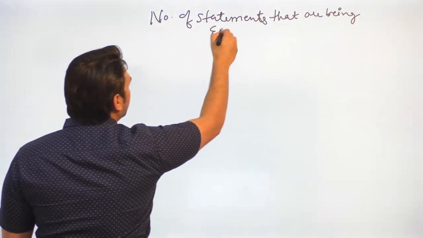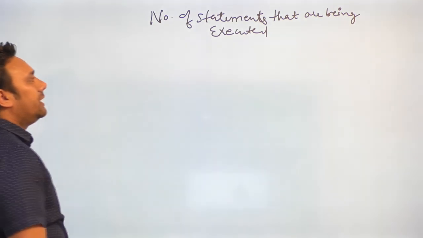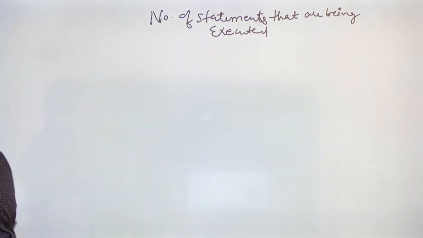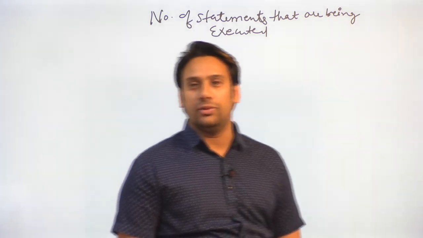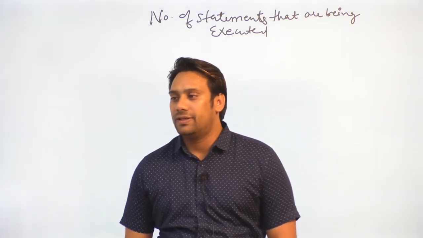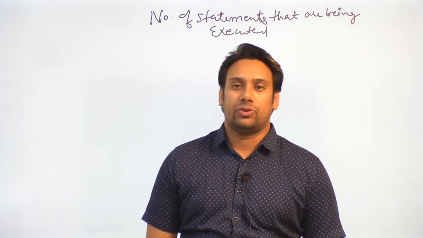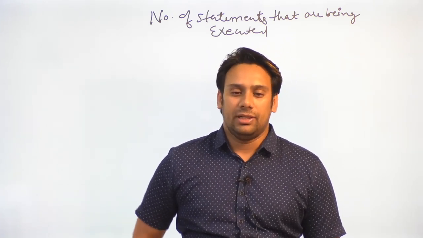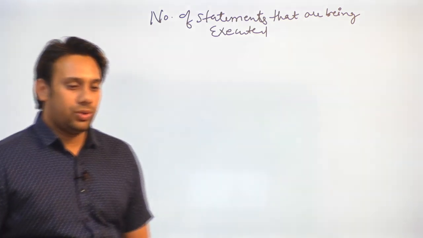ठीक है, I want to give a criterion which should be independent of the system architecture. It should be a criterion जो सिस्टम आर्किटेक्चर से इंडिपेंडेंट हो. So it is the number of statements that are being executed. किसी भी प्रोग्राम में कितनी स्टेटमेंट्स एग्जीक्यूट हो रही हैं, इसको मैं अपना क्राइटेरिया लूंगा. Okay.